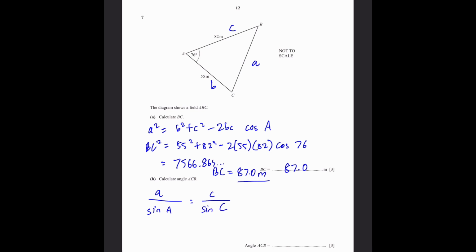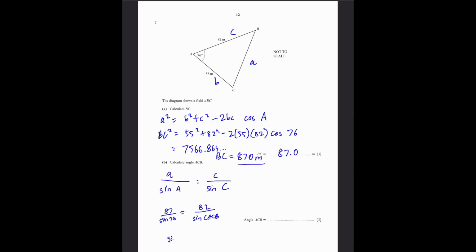And we can just substitute all the values that we know. 87 divided by sine of 76 is equal to 82 divided by sine of this angle which we want, ACB. So that means the sine of angle ACB is going to be equal to 82 times the sine of 76 divided by 87. This is because we bring this denominator to the other side, that becomes multiplication instead of division.